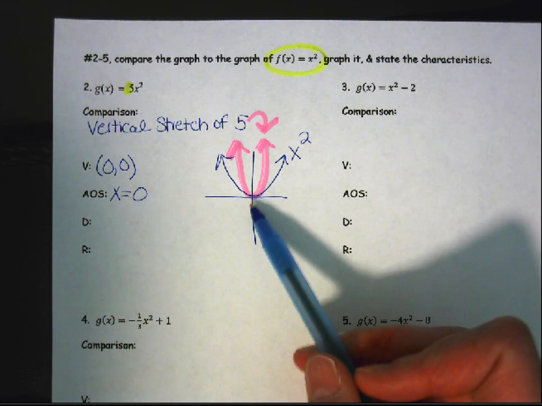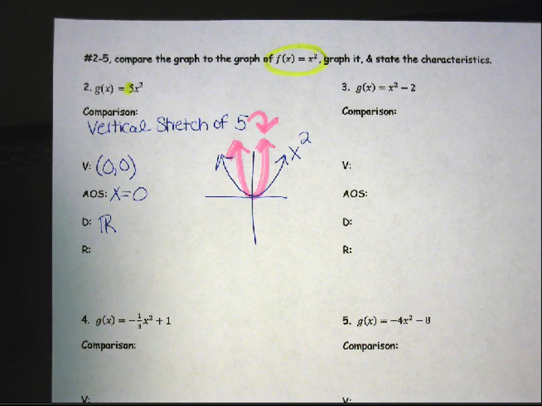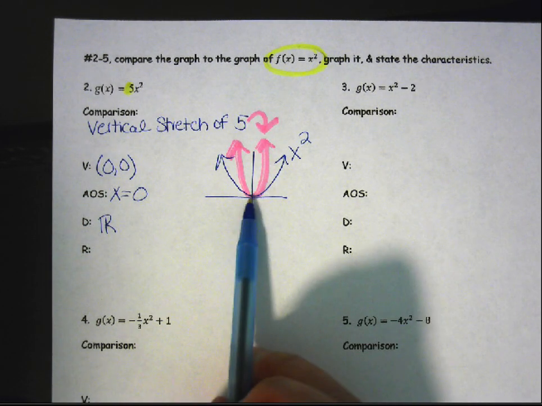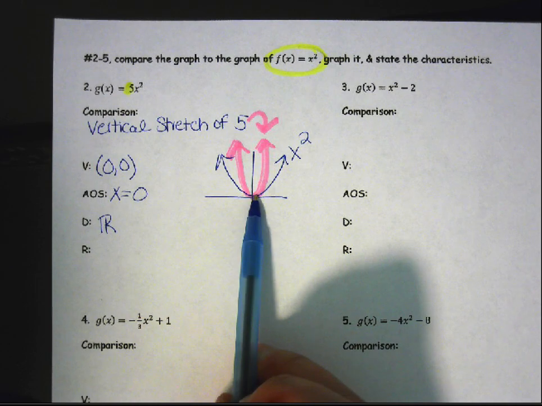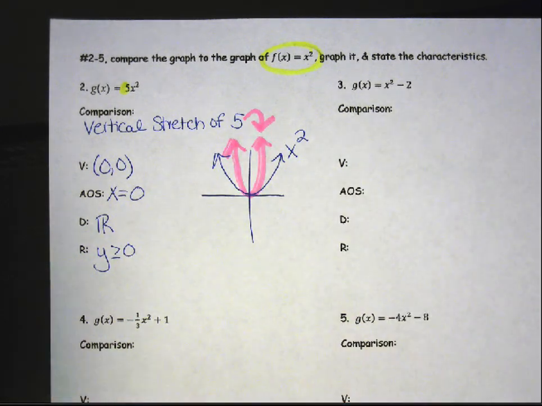Domain, we talked about this. It's kind of a freebie. It's going to be all real numbers. And then look at your range. Your lowest point is 0, and then it's getting bigger. So we would call this y greater than or equal to 0, okay?